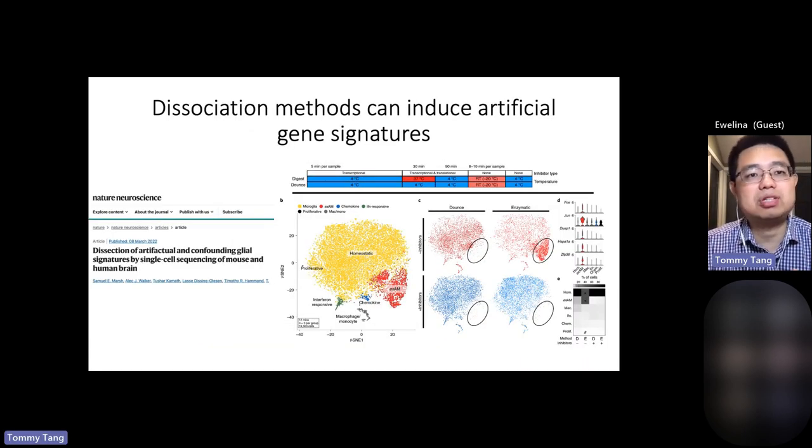Also, dissociation methods can introduce artificial gene signatures. In this paper, they identify a signature in postmortem human brains, and they show that this signature is induced in freshly isolated human tissue by exposing it to elevated temperature ex vivo. The genes include heat shock proteins and early response genes such as FOS and JUN.